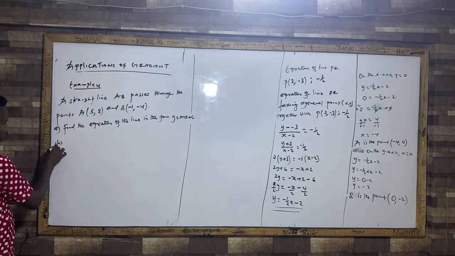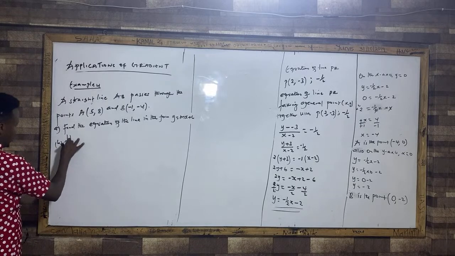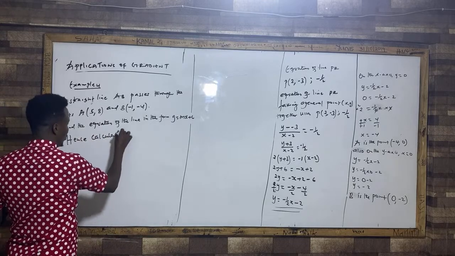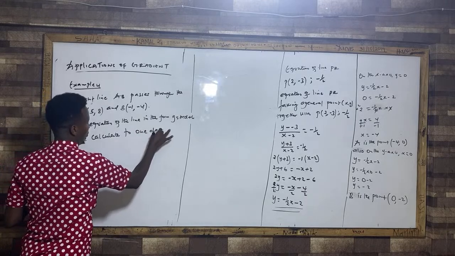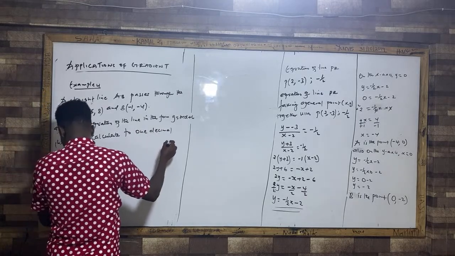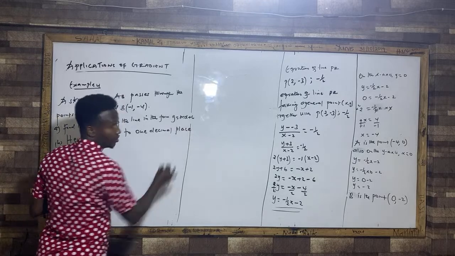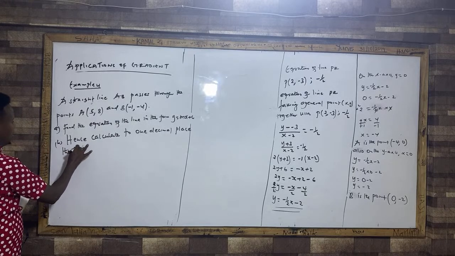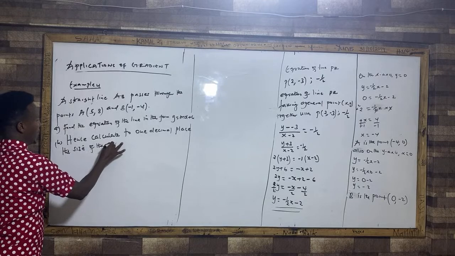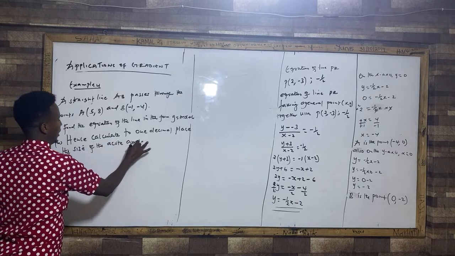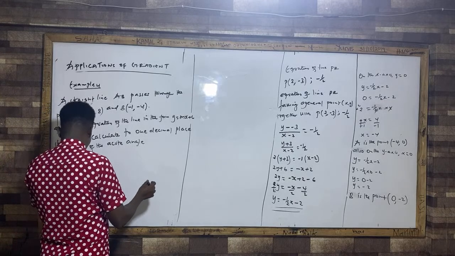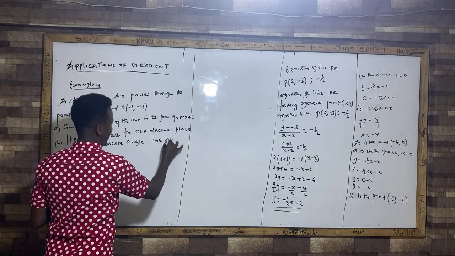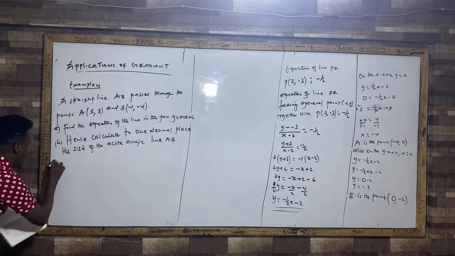Question B, you are told, hence calculate, to one decimal place, the size of the acute angle line AB makes with the x-axis.